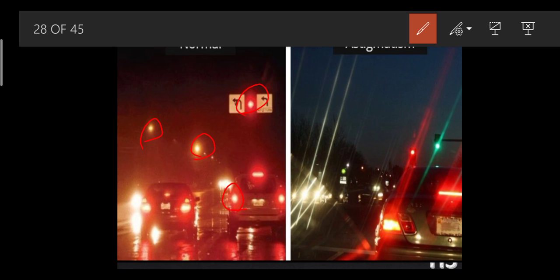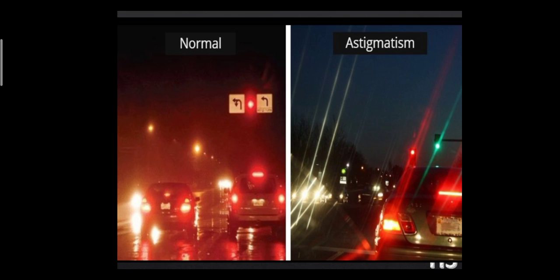But in this one, you can see the light is getting spread out. Why? Because this problem is called astigmatism. The word means without.